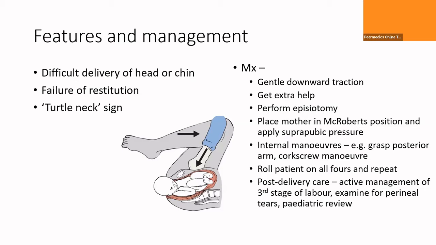If both of these don't work, then you'll try internal maneuvers, and there's a variety of these that, to be honest, you don't really need to learn, but you might see them as options on your MCQ of what the next best step should be. They can include things like grasping the posterior arm and hoping that if you pull that, it will pull the anterior shoulder with it. Corkscrew maneuver, where you're literally trying to get the baby to wriggle out.